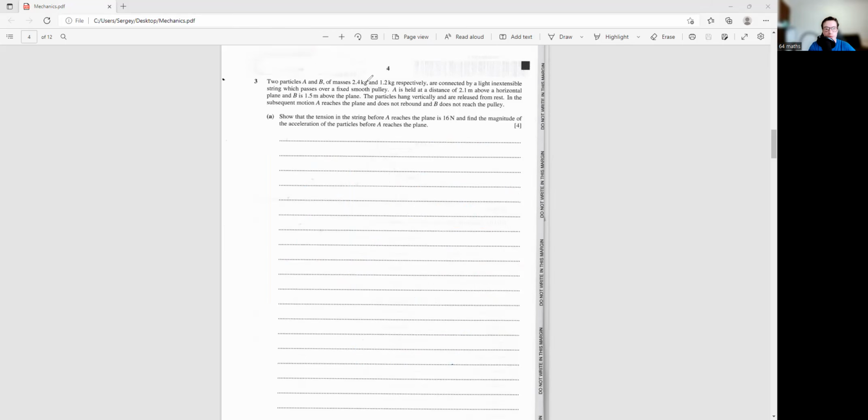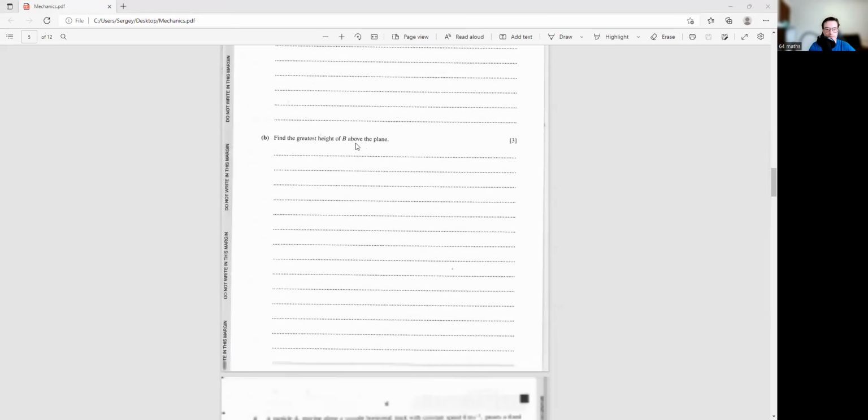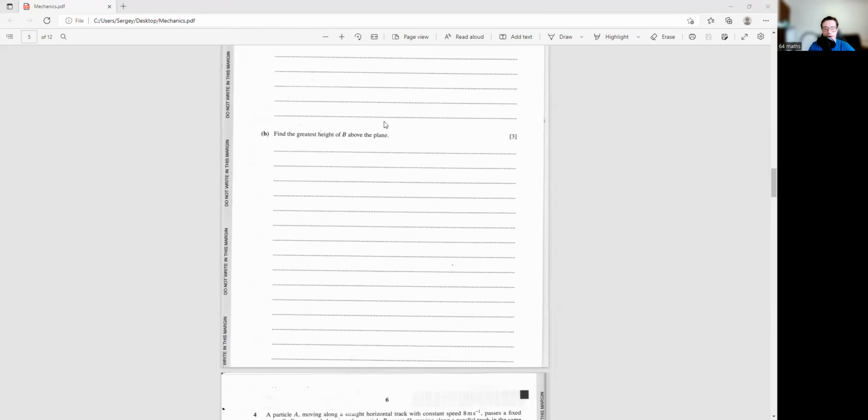Okay, let's move to question B. Find the greatest height of B above the plane. Now, in order to understand this question better, again, let's draw a diagram. Now, initially, the particle B was raised 1.5 meters above the ground. And I will call this point A. So it's 1.5 meters.